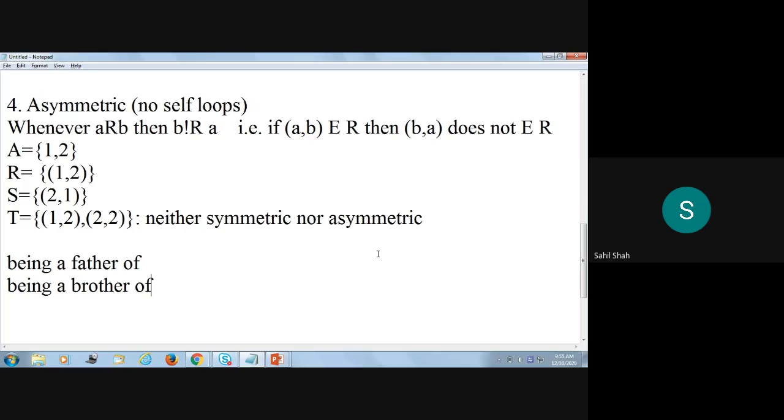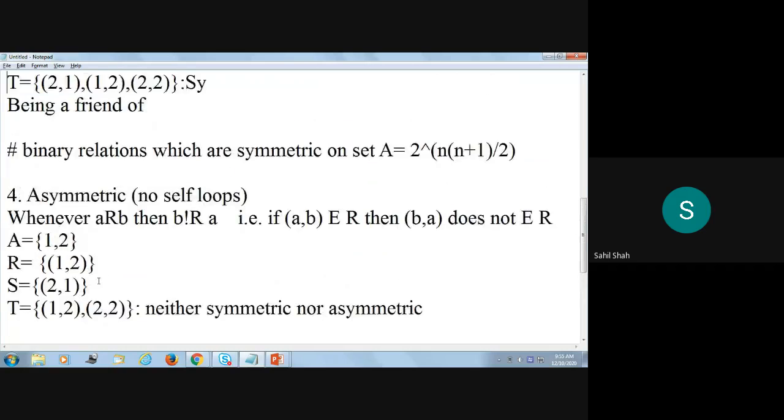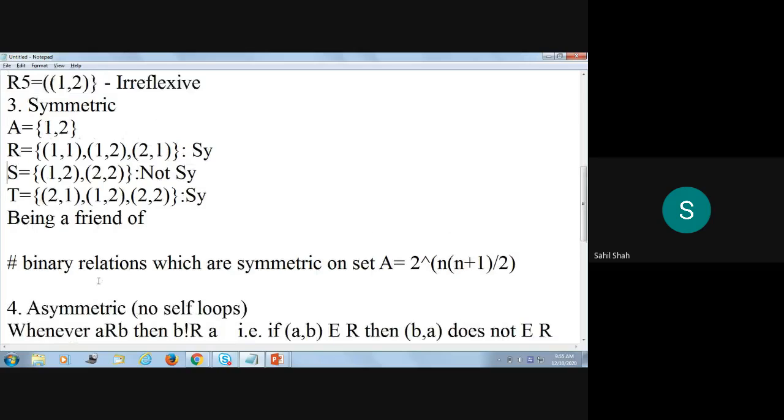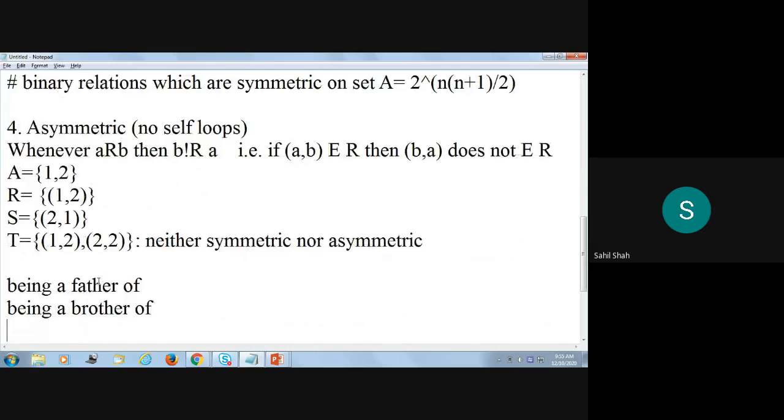And again, you cannot say X is a father of X. Can you say? So no. For being a father of, you must have at least 2 entities involved. So there is no self loop present here. While a person can be a friend of himself or herself, so in case of symmetric, I can have being a friend. But that is not the case of being a father of or being a brother.